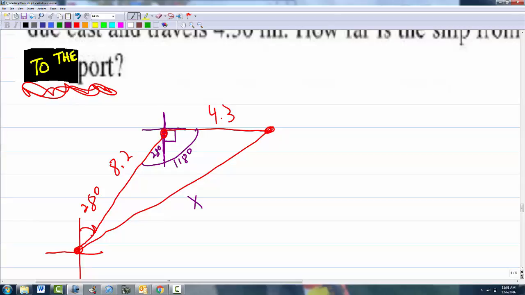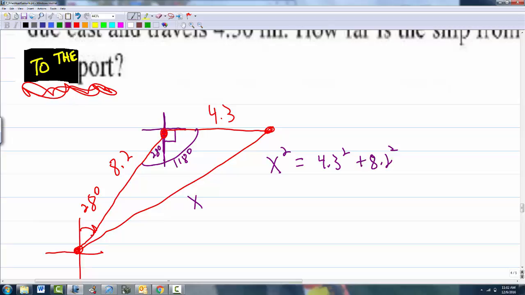Not law of sines. This is side, angle, side. Who do you use for side, angle, side? So here we go, everybody. You ready for this fun? x squared equals, come on, ready, set, go. 4.3 squared, come on.